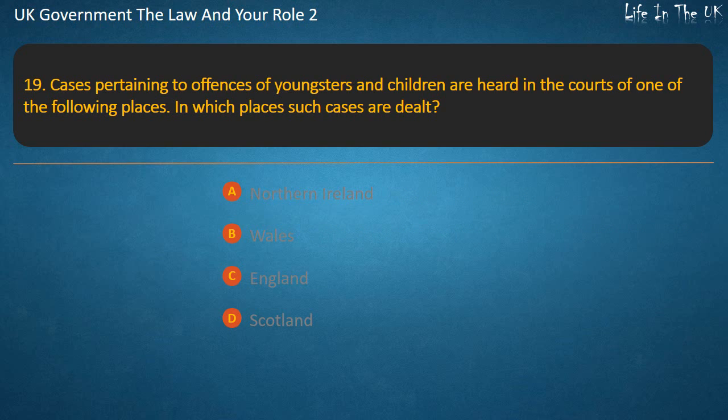Question 19. Cases pertaining to offences of youngsters and children are heard in the courts of one of the following places. In which places such cases are dealt? Northern Ireland. Wales. England. Scotland. Answer. Scotland.